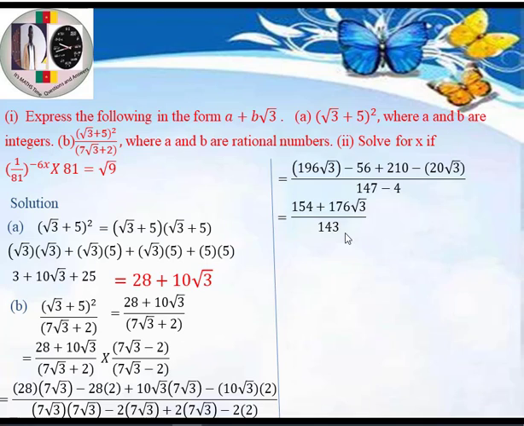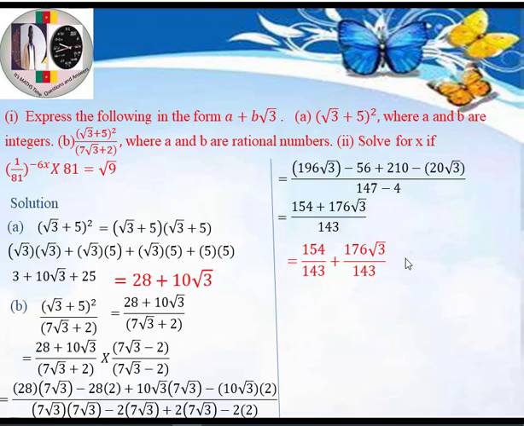So we can break this surd into two parts in order to visibly have a plus b root 3. We can break it into two to give us 154 divided by 143 plus 176 divided by 143 root 3. So that's how we rationalize the denominator and we get the surd in the form a plus b root 3.